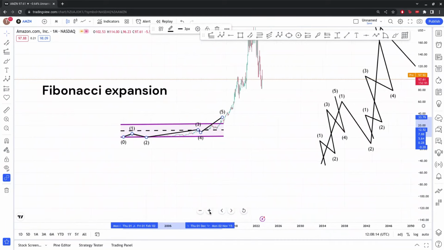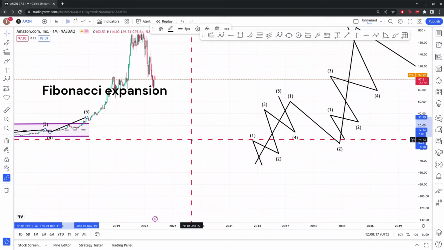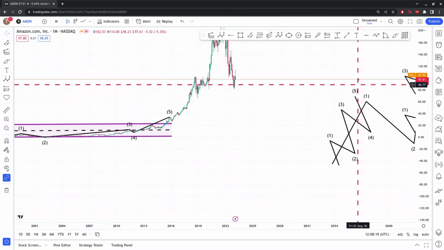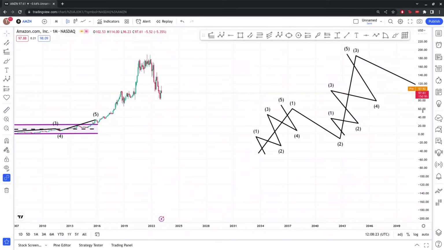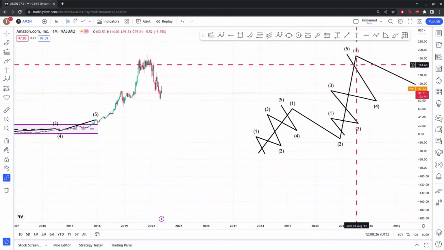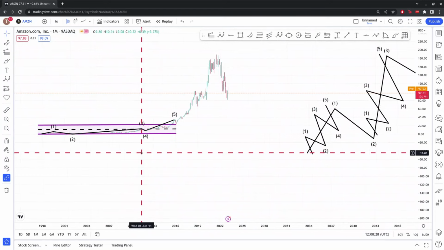The Fibonacci expansion tool is used to get your profit target level. You use the first wave and the retracement to get the target level of the third wave, so where the third wave is going to end. That will be your Fibonacci expansion tool. And anywhere from 2 downwards is your third wave.